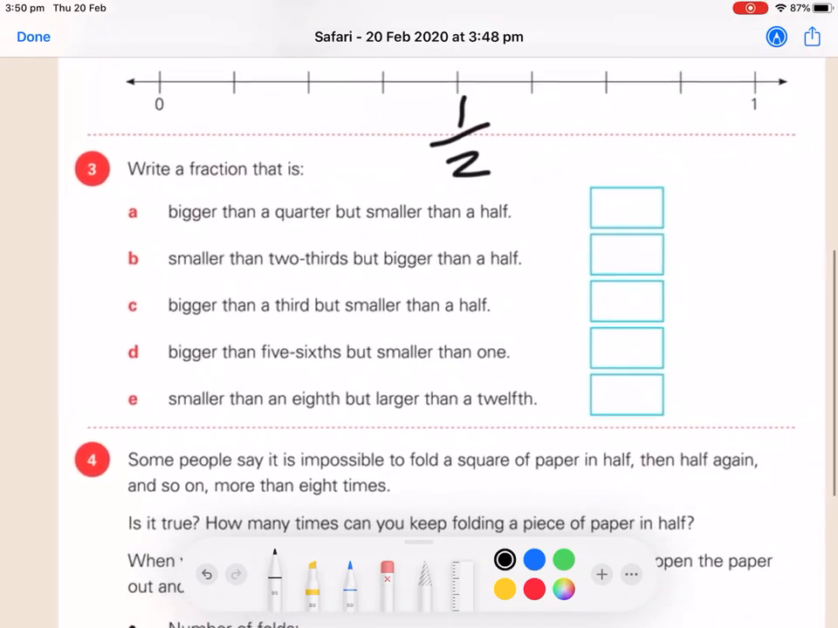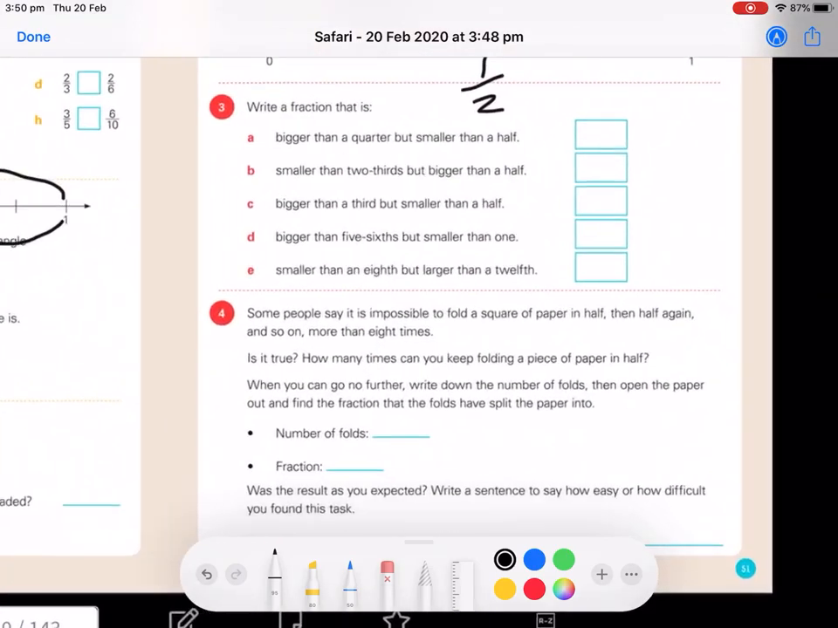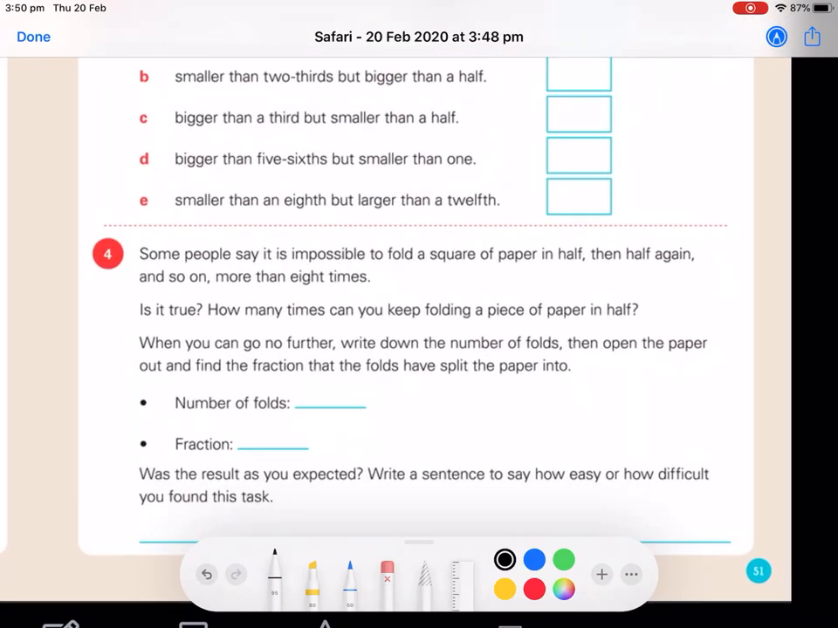Write a fraction that is bigger than a quarter but smaller than a half. Using that number line on the first page that we did is really going to help you out there. Some people say it is impossible to fold a square of paper in half, then half again, and so on, more than 8 times. Now, just a side note, I've tried this many times myself. Is it true? How many times can you keep folding a piece of paper in half? So we're going to do this in class.